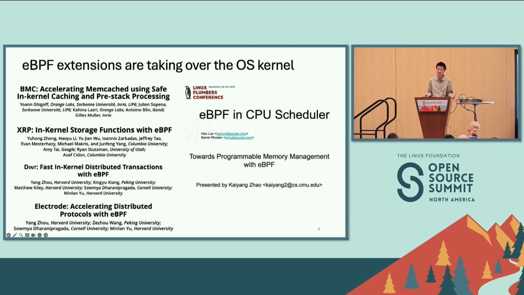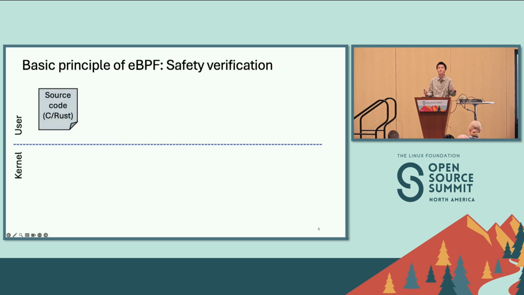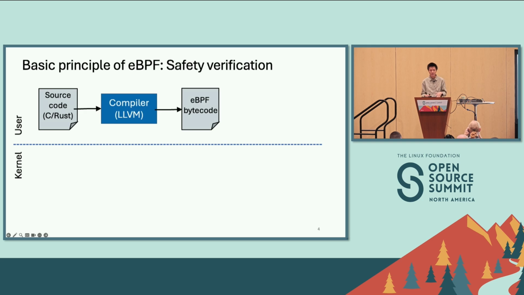memory management policies. So compared to other mechanisms of extending the kernel functionality, core to eBPF's value proposition is that it provides an unprecedented promise of safety. So in the model of BPF, the developers usually write their source code or the extension program in a high-level language such as C or Rust. And then this program gets compiled into eBPF bytecode, usually by LLVM.